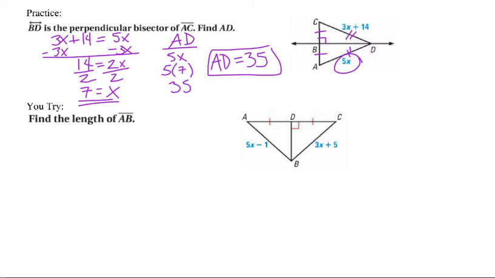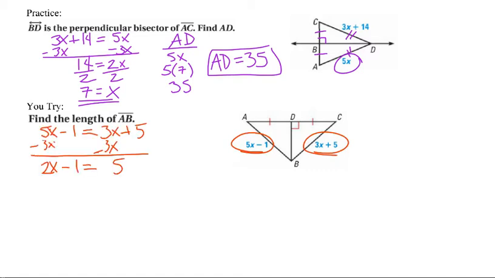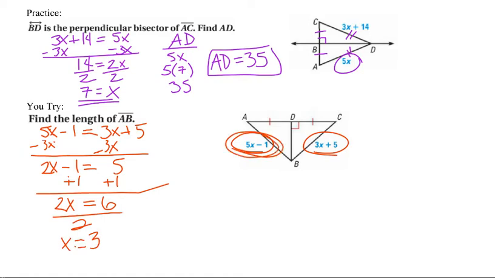All right, now that you're ready to check your answer, what you should have done for each of these is set both of those equal to each other. Then you should have subtracted 3x from both sides, and you can add 1 to both sides. Last, you should have divided by 2. Then, since you want to find the length of AB, we need to put it back into 5x minus 1. So you should have gotten that AB is equal to 14.